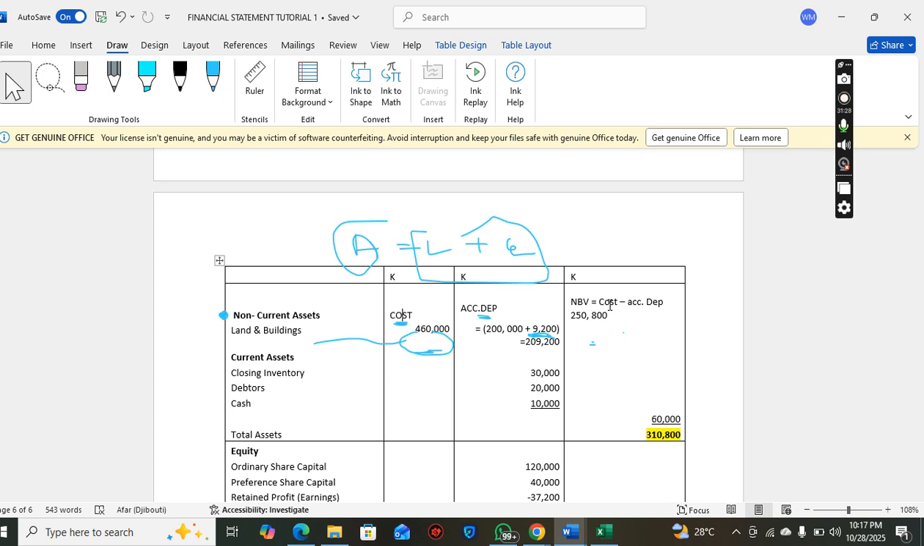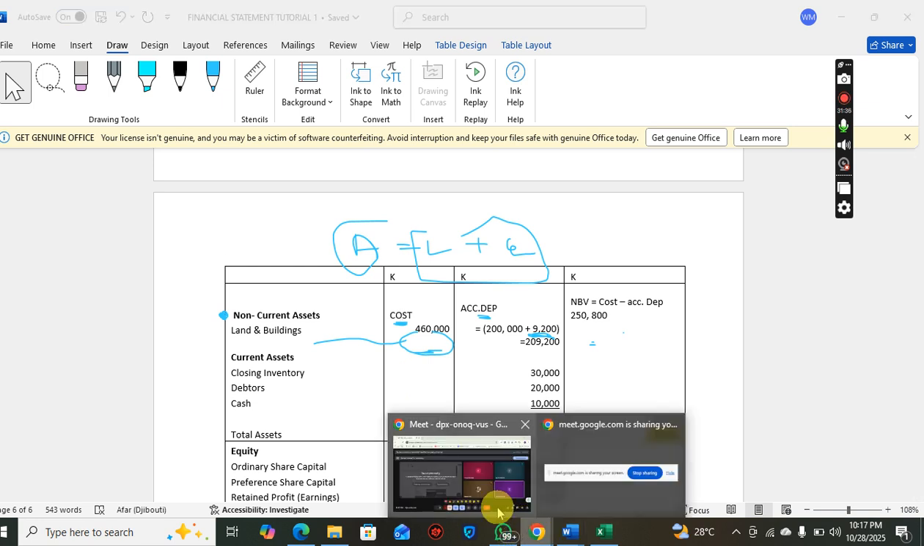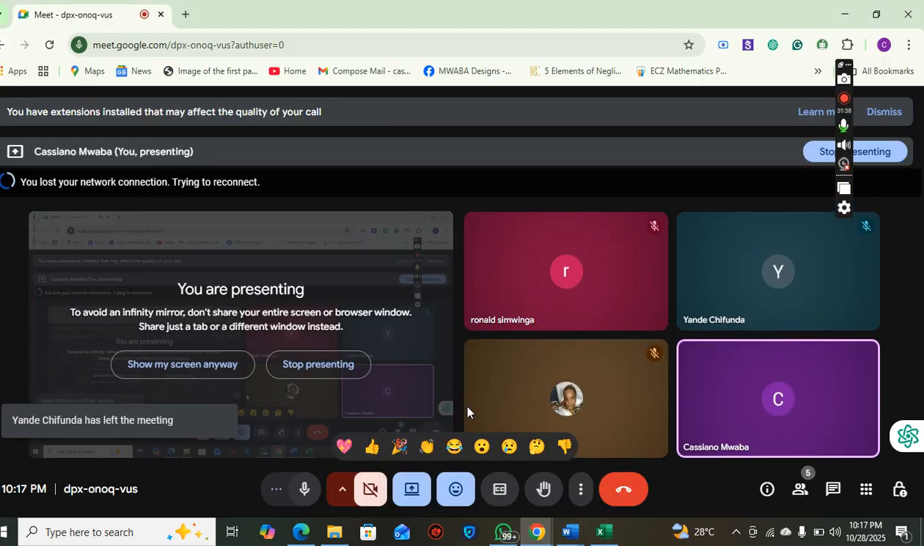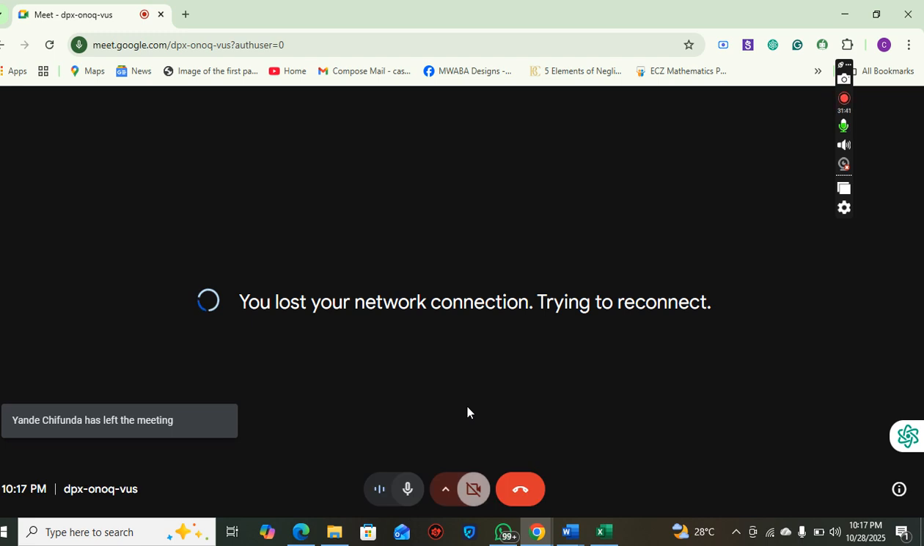Okay, then you go to your current assets. You have to list them in order of permanence, the most permanent first. Let me just get bundles.